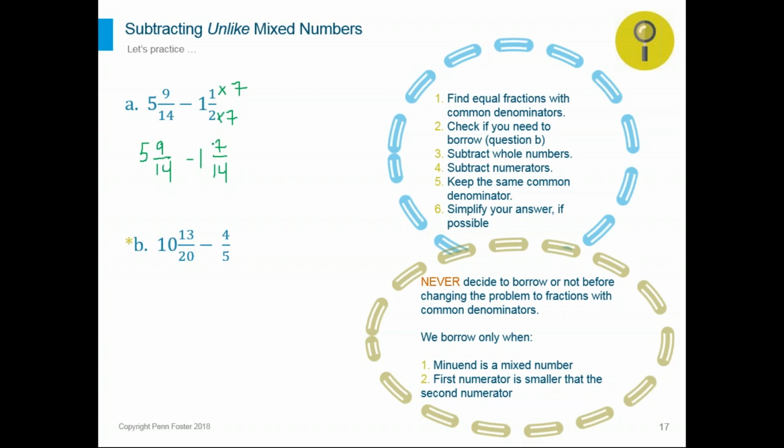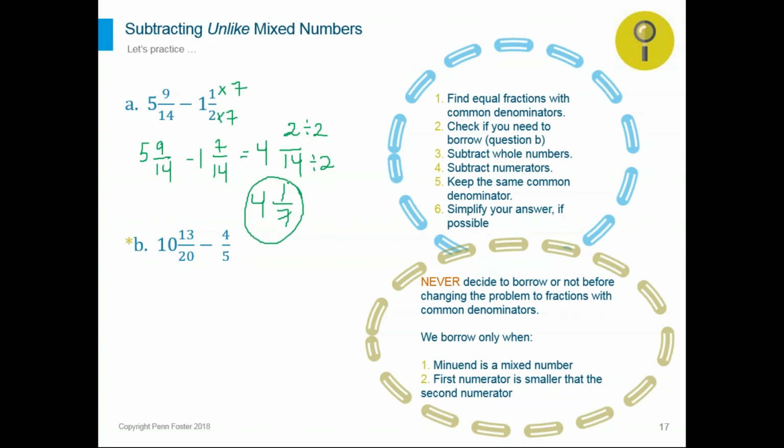9 minus 7, doable. Then it's a no borrow question. So 5 minus 1 is a 4. 14 will stay. 9 minus 7 will give you 2. This is not the simplest form. Divide over 2 and divide over 2. Then 4 and 1 over 7 is the final answer.